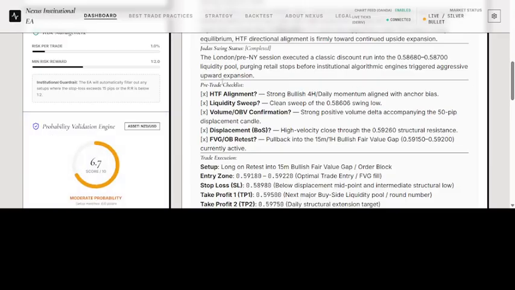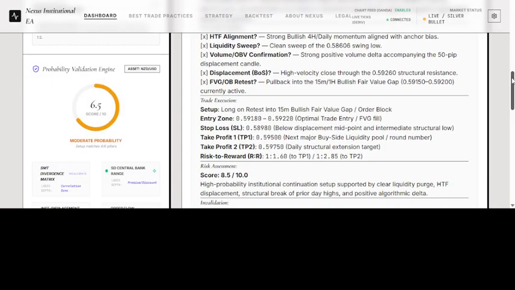So first of all, you have to make sure all the items in our checklist have been checked off. We have the high time frame alignment giving us a bullish signal, the liquidity sweep, the on balance volume confirmation, strong positive volume delta, displacement, break of structure, checked off, and then we have the fair value gap order block retest. Okay, so it recommended a long trade here.